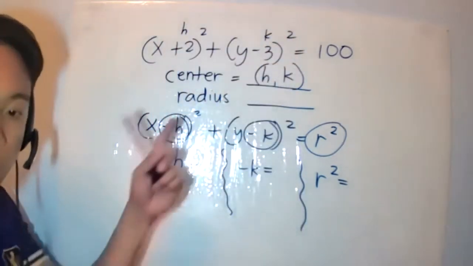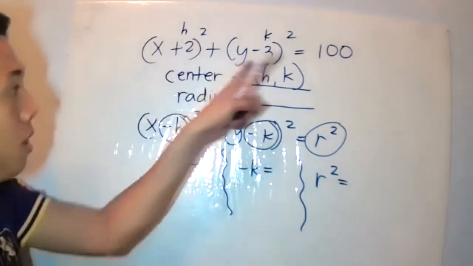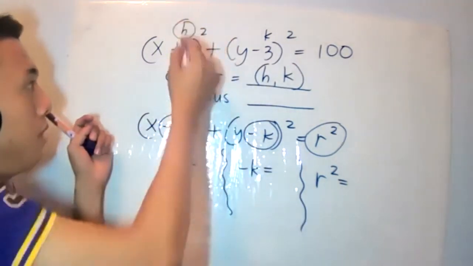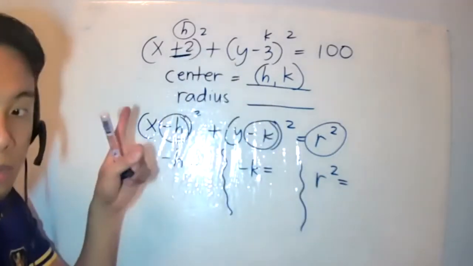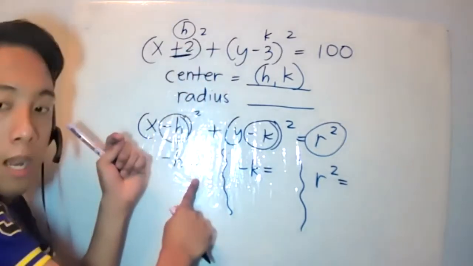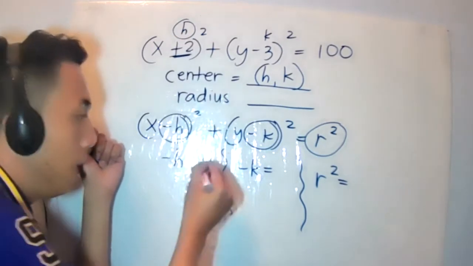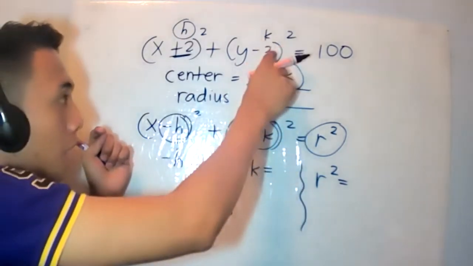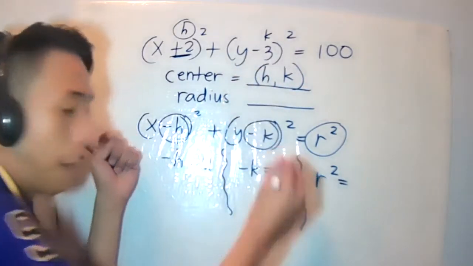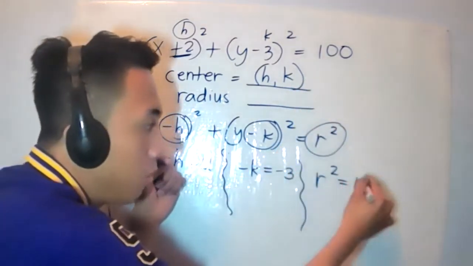But we need to put those numbers here so that we can really get the center. It is not simply that this one is the given h, so the h is positive 2. No. We need to do the process here. So I will just copy the h, which is 2, here. I will copy the negative 3, since we have negative 3, in our k. And then we have 100 in our r squared.